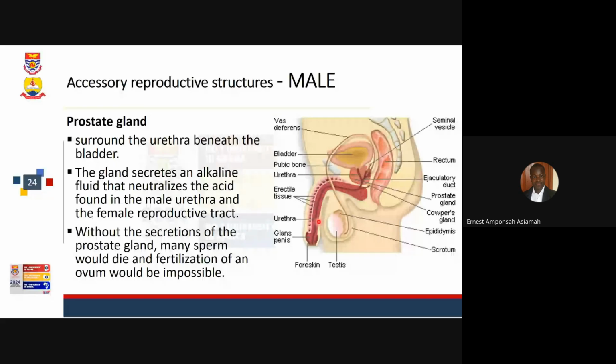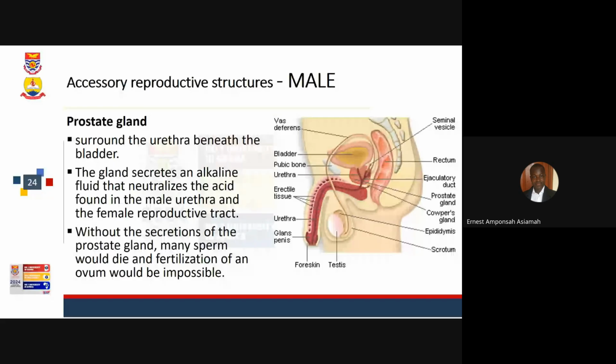Then this yellow region, we call it the urogenital diaphragm. It's a diaphragm, and the urethra passes through that diaphragm before it enters the penis. This is the part that runs through the penis, which is the longest side.